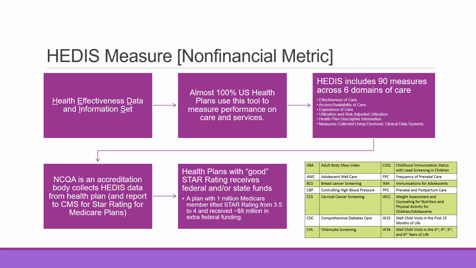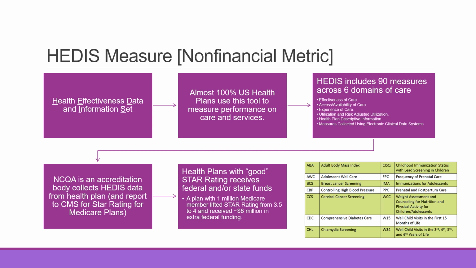So think of the HEDIS measure as a set of standards that the health plan wants a clinic to meet in order to care for the patients. HEDIS measures include 90 measures across 6 domains of care. The 6 domains include whether the therapy that you're providing is effective, effectiveness of care, or whether people can access healthcare appropriately. So talking about access and availability of care.